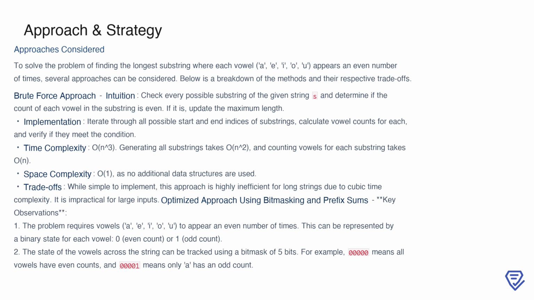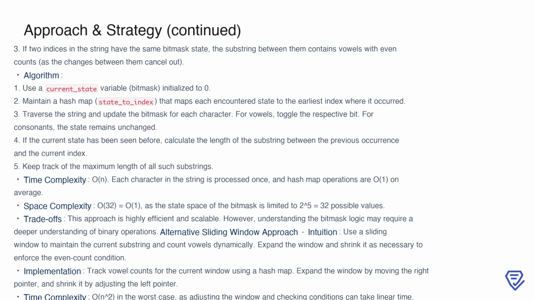This leads us to consider a solution using bitmasking and prefix sums, which offers significant performance improvements. In the optimized approach, we use bitmasking and prefix sums to reduce the time complexity to O(n). Here's the key insight: the problem of tracking whether each vowel appears an even or odd number of times can be represented as a binary state. Each vowel corresponds to 1 bit in a 5-bit bitmask. For example, if all vowels have even counts, the state is 00000, while if only A has an odd count, the state becomes 00001.